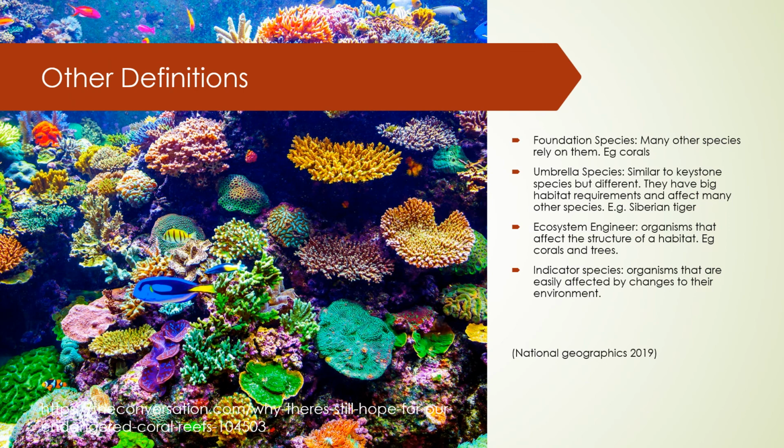Other definitions related to keystone species. Foundation species are species that are relied on by many other species, such as corals. Umbrella species are similar to keystone species, but different. They have big habitat requirements and affect many other species, such as Siberian tigers. Ecosystem engineers are organisms that affect the structure of a habitat, such as corals and trees. Indicator species are organisms that are easily affected by changes to their environment.